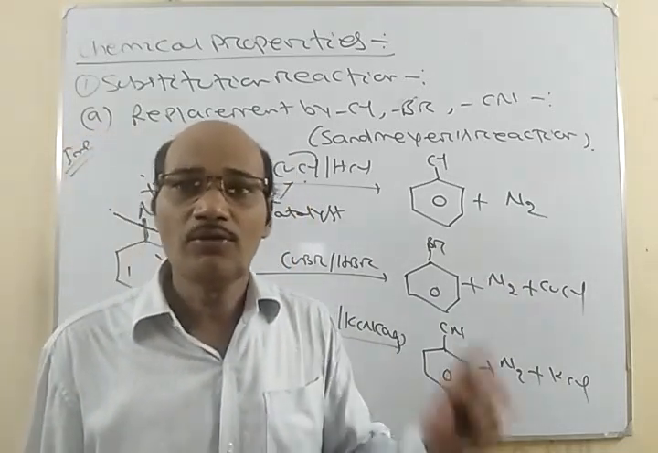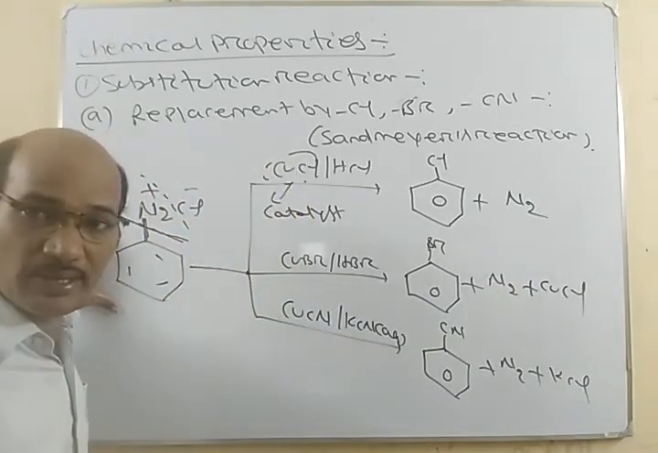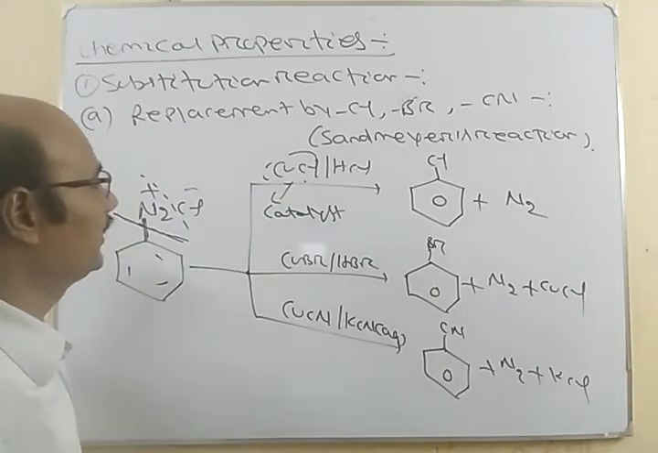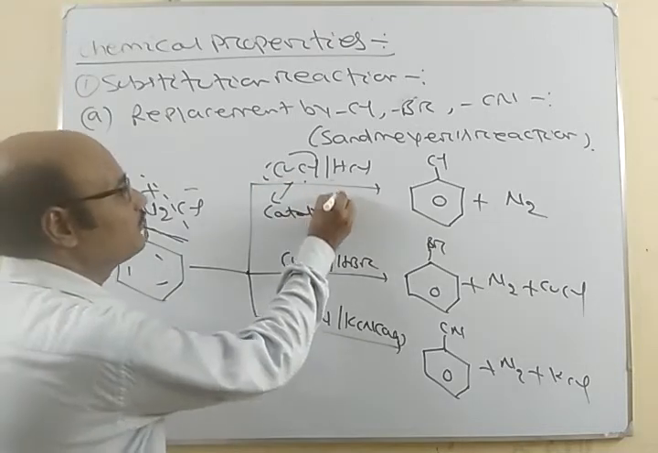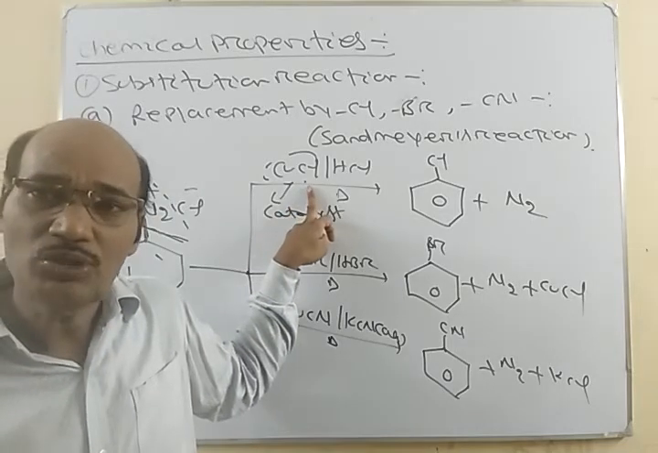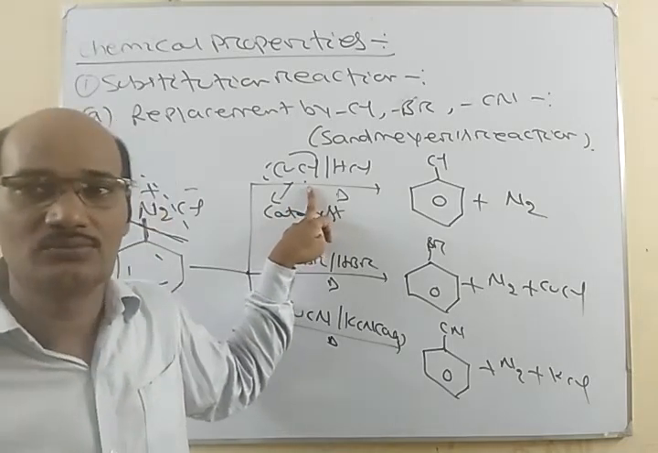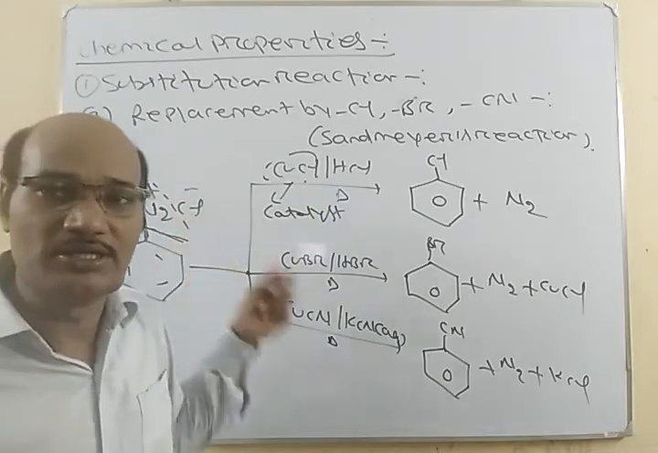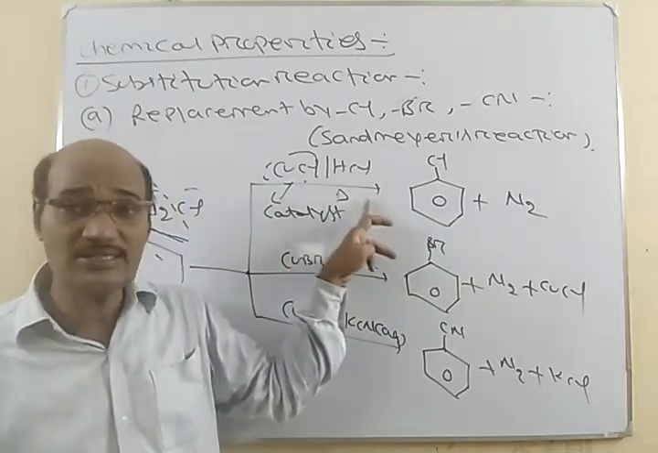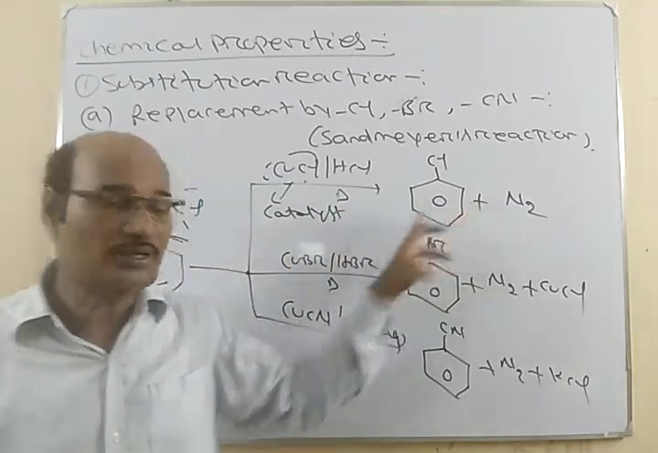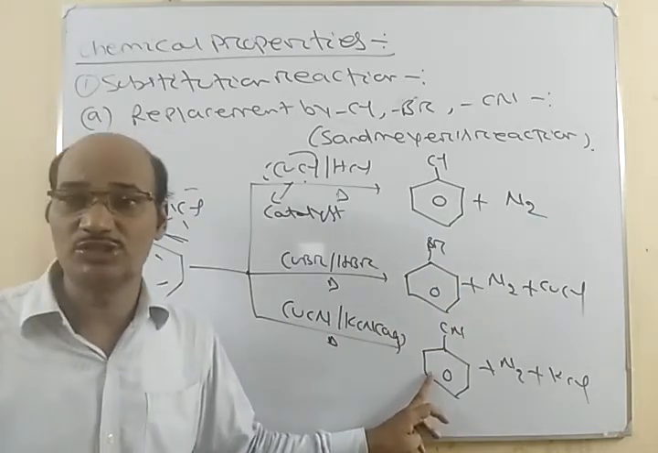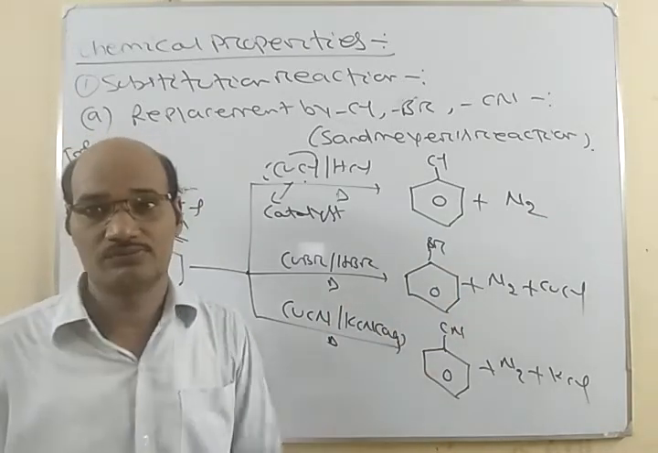So what can you say? When benzene diazonium chloride is heated with the copper halide in the presence of the corresponding hydrogen halide, then the diazo group is replaced by the halo group. If you have taken CuCl and HCl, we will get chlorobenzene. If you have taken CuBr and HBr, we will get bromobenzene. If you have taken CuCN and KCN, we will get cyanobenzene. This is called the Sandmeyer reaction.